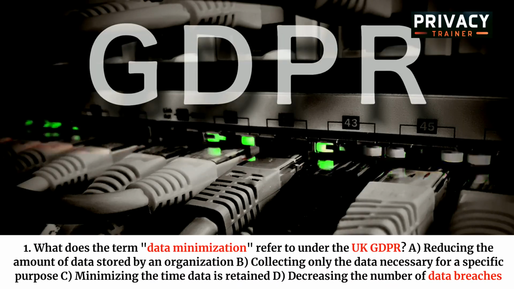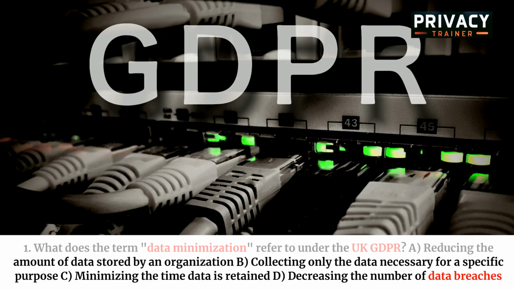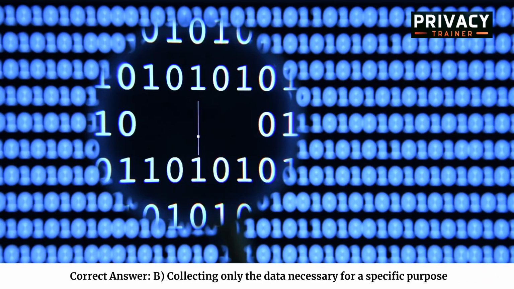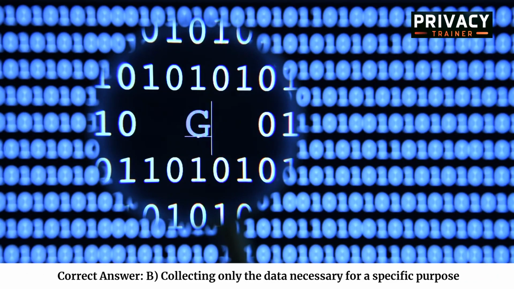1. What does the term data minimization refer to under the UK GDPR? A. Reducing the amount of data stored by an organization. B. Collecting only the data necessary for a specific purpose. C. Minimizing the time data is retained. D. Decreasing the number of data breaches. Correct answer: B. Collecting only the data necessary for a specific purpose.